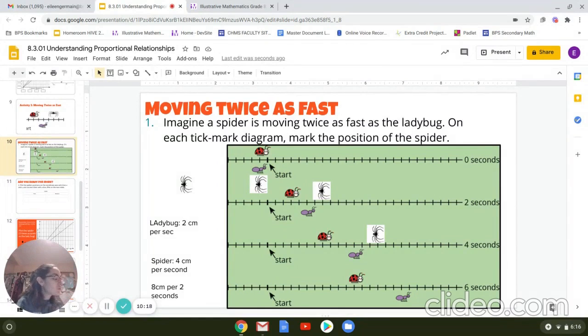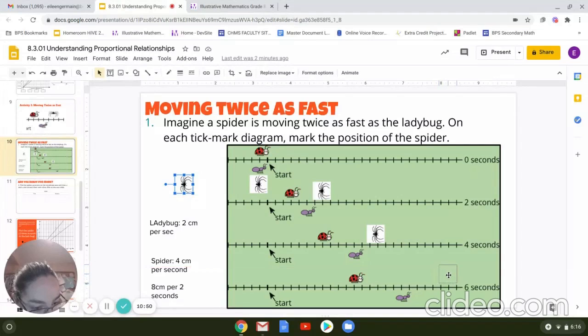So he should be 24 tick marks from the start line after 6 seconds. Or you could say, how far is the ladybug? I need to take him twice as far. So if I start the ladybug, I know that the ladybug is 12 out. I remember back. So 12 more. 1, 2, 3, 4, 5, 6, 7, 8, 9, 10, 11, 12. And look at that. He's right at the finish line.